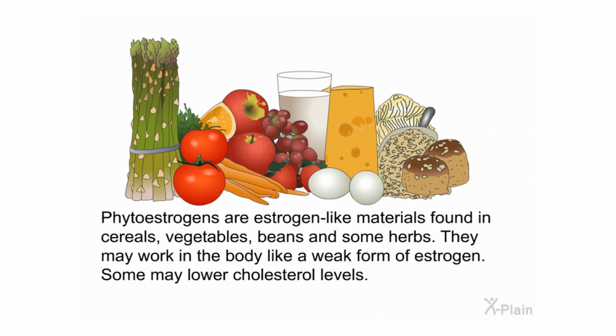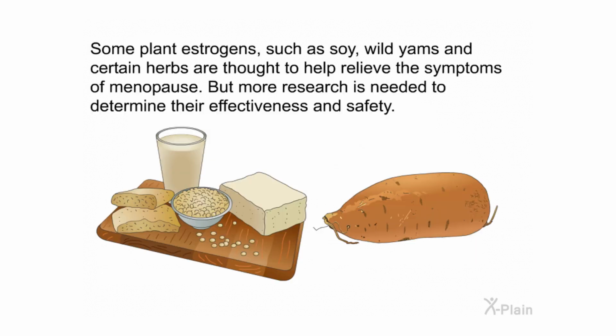Phytoestrogens are estrogen-like materials found in cereals, vegetables, beans, and some herbs. They may work in the body like a weak form of estrogen. Some may lower cholesterol levels. Some plant estrogens, such as soy, wild yams, and certain herbs, are thought to help relieve the symptoms of menopause, but more research is needed to determine their effectiveness and safety.